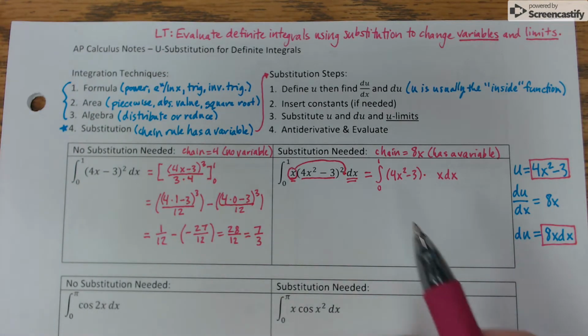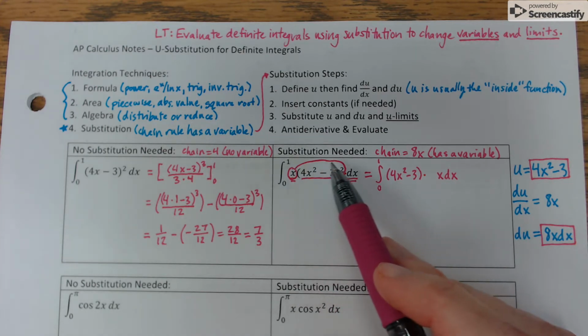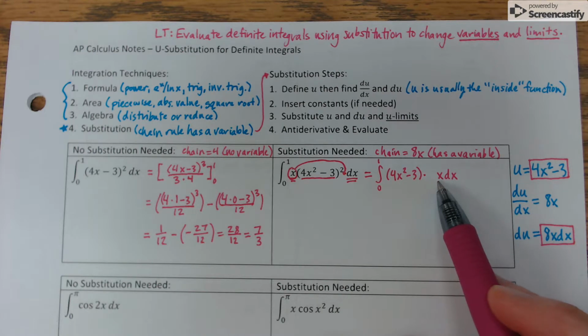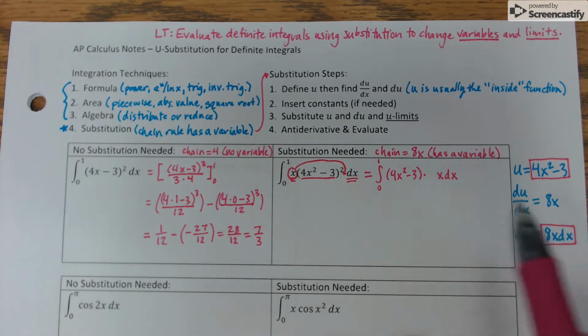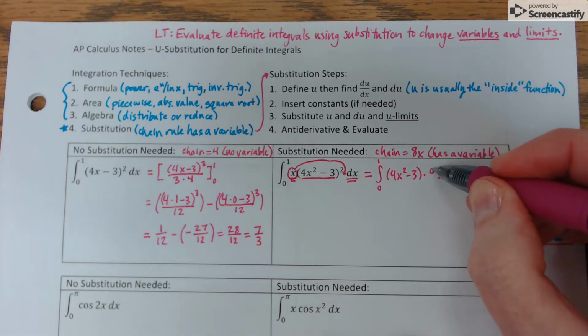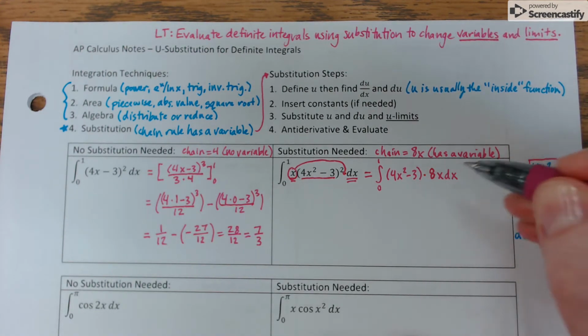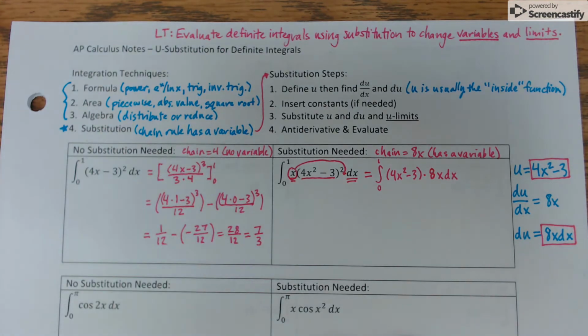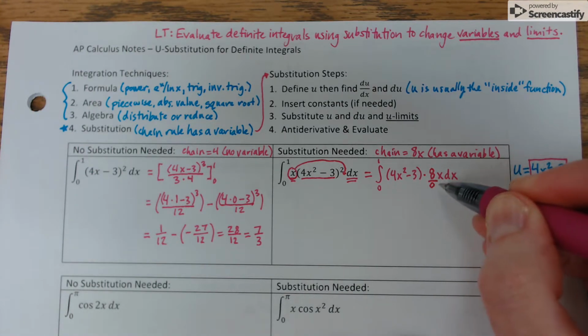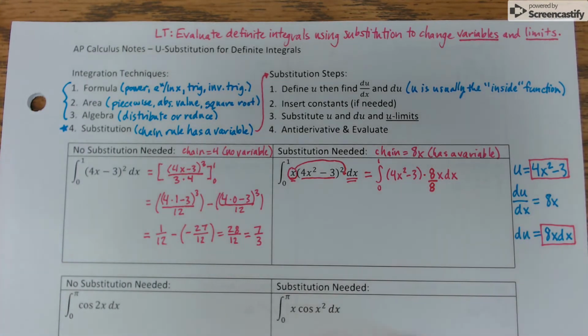So what you're seeing here is I've done a little bit of rearranging by moving this x back with the dx, and I left a space because I'm going to need to insert the constant, which is 8, to make it match up with du. Now I can't just put a constant in an integral because I want to. I have to do it without actually changing the value of the integral. And so the clever way to do that is actually to insert an 8 over 8.